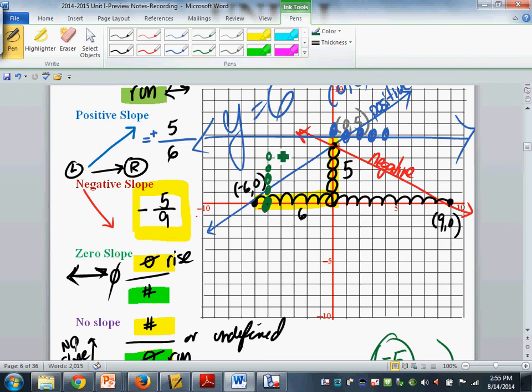Negative 5, 2. And if you just keep going, x equals negative 5 is going to be a vertical line right there. X equals negative 5.